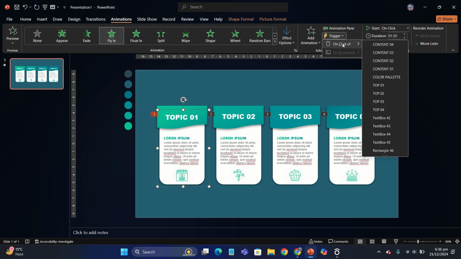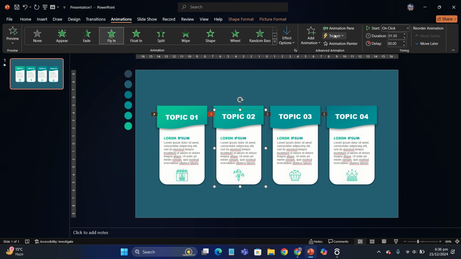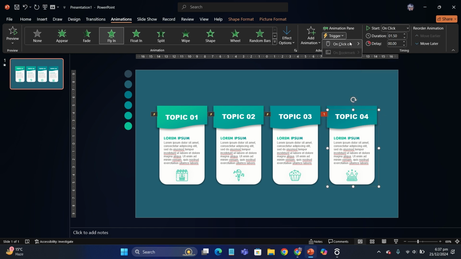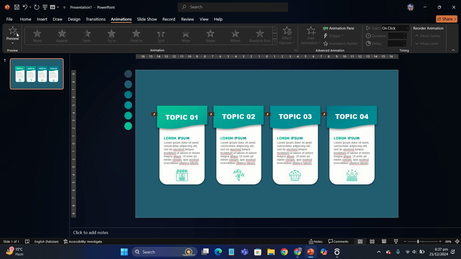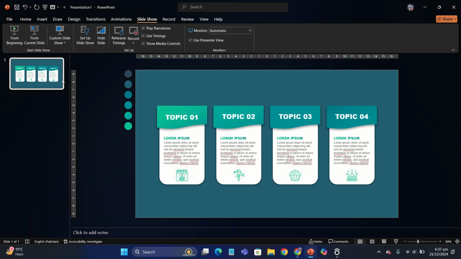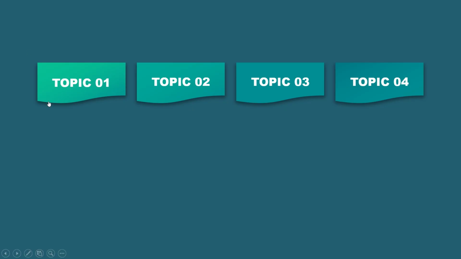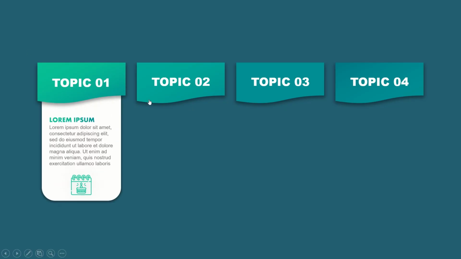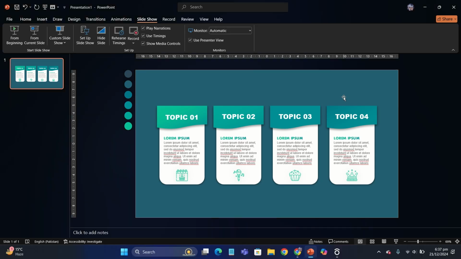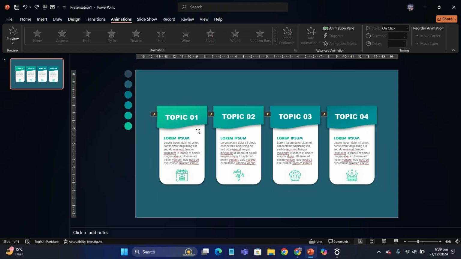Next, we're gonna select each one of them, go to trigger option and connect them with each of the topics. So this is where our renaming step works. Next, what we're gonna do is just preview them. As you can see, we can just go to slideshow, and from here while clicking on each of the shapes, we can get our tabs to fly down.